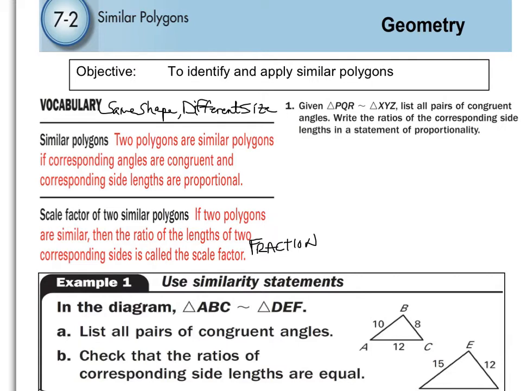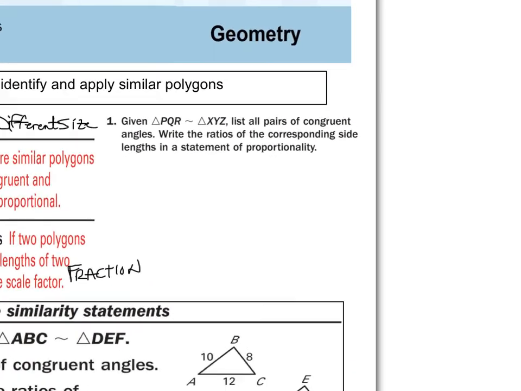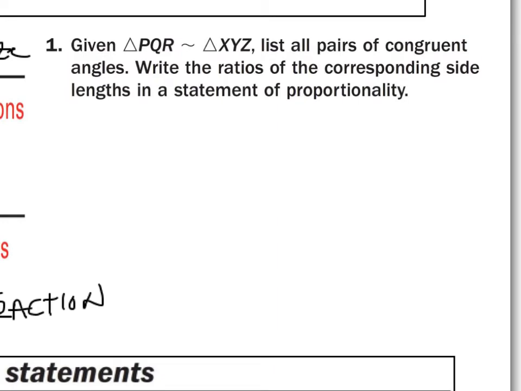Okay, now we're going to talk about that here in the first question. It says, given that triangle PQR is similar, this symbol right here is the similar symbol, little squiggly line, to triangle XYZ, list all pairs of congruent angles, then write the ratios of the corresponding side lengths in a statement of proportionality. Okay, so first thing I'm going to do here is identify the congruent angles. Well, we can talk about the angles first because they're pretty easy to find.